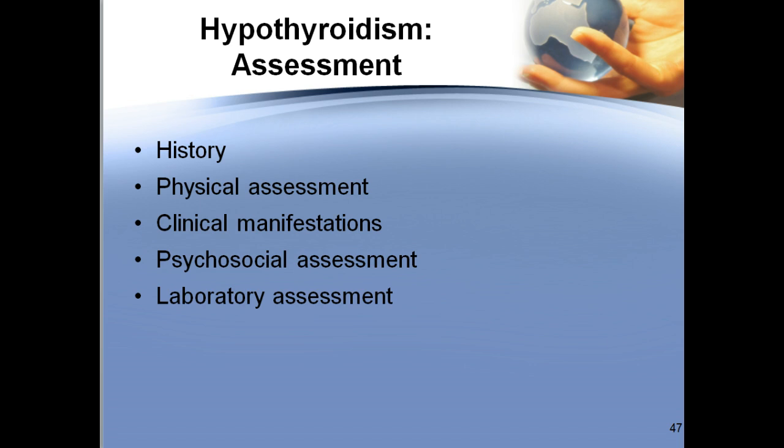Laboratory findings for hypothyroidism are the opposite of those for hyperthyroidism. So the T3 and T4 serum levels are decreased instead of up, and the TSH levels are high in primary hypothyroidism, but can be decreased or near normal in patients with secondary hypothyroidism. Okay, so what you want to do.